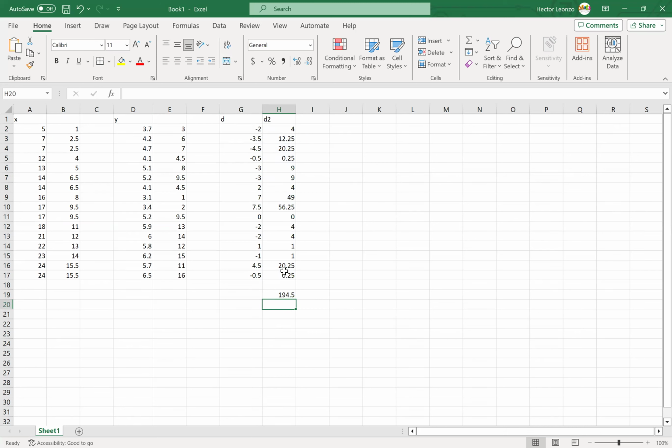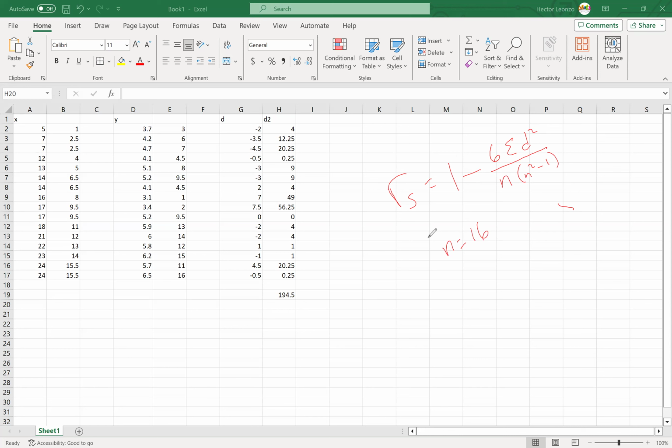Let me remind you, what was the formula that we did for RS? Let me write it here at the side. RS, the formula was 1 minus 6 times sigma of D squared divided by N times N squared minus 1. My N is going to be 16.